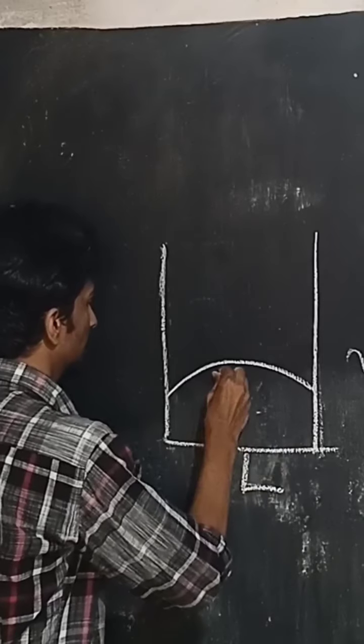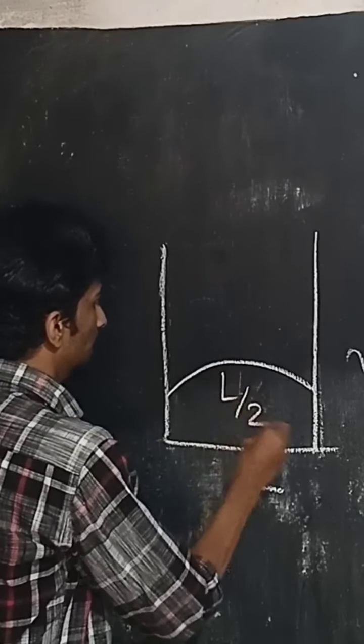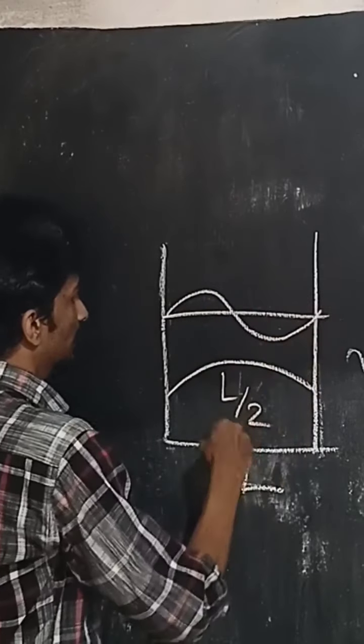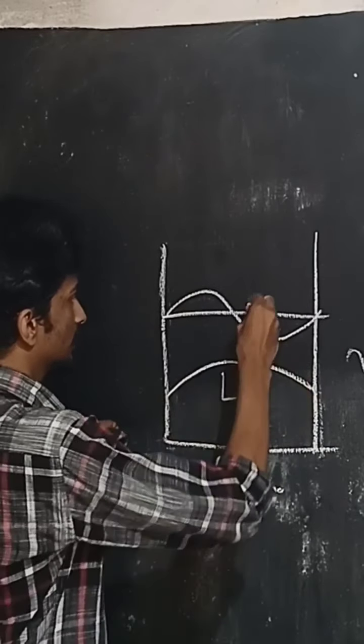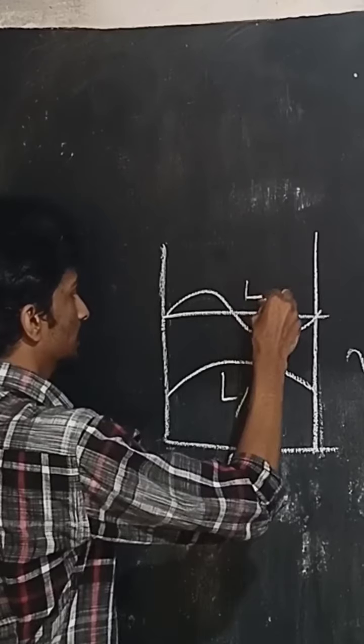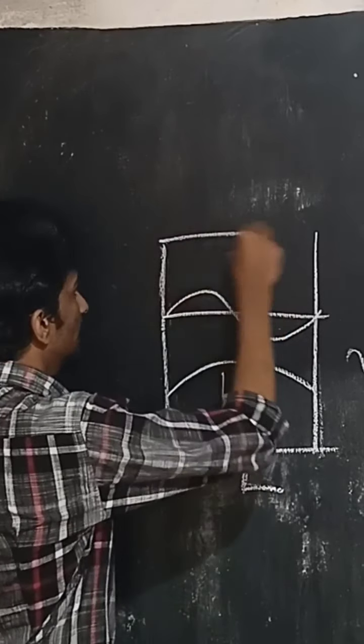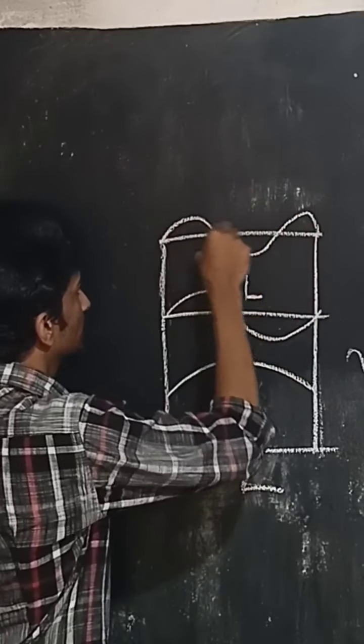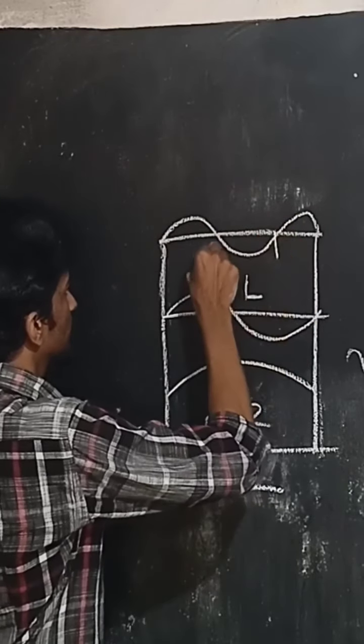The first wavelength you can choose is L by 2. The second wavelength is the next integral multiple of this L by 2, that is 2L by 2, which is L. And the third wavelength it can choose is 3L by 2.